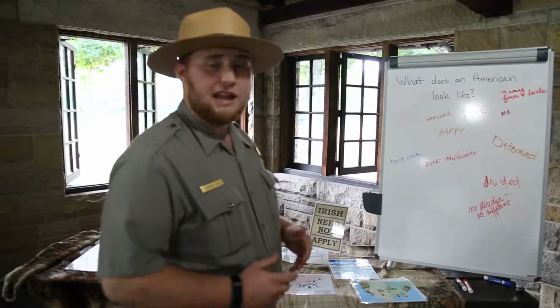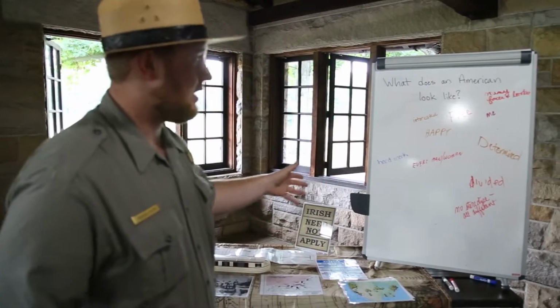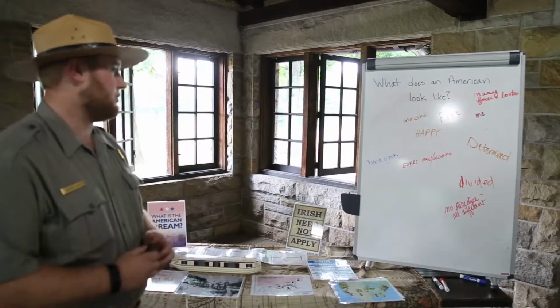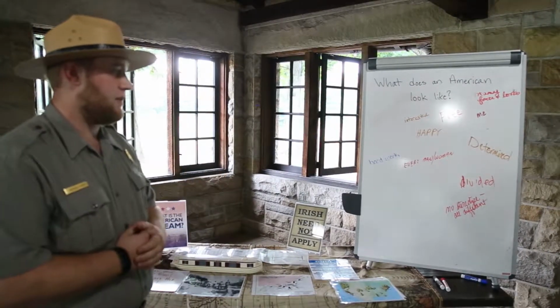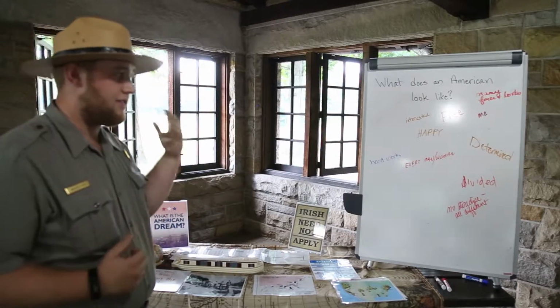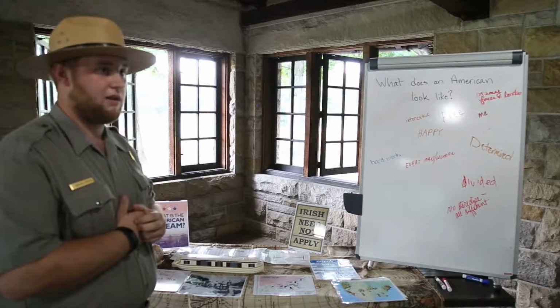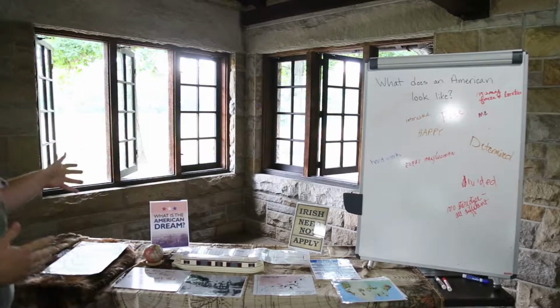At the end, we normally ask people, what does an American really look like? And you can see we have a lot of different answers, everything from free to hardworking, determined. And then we also have things like divided. So it's a really good way to get people thinking about how people come here and why they actually come here for the American dream.